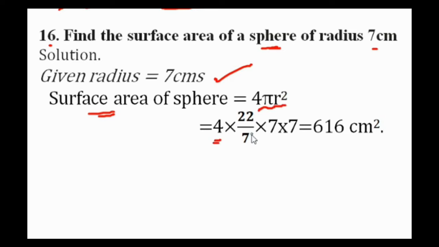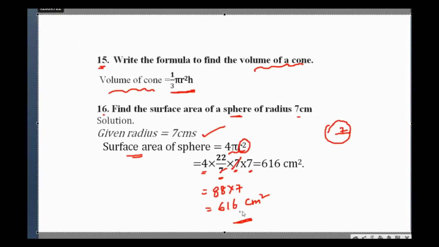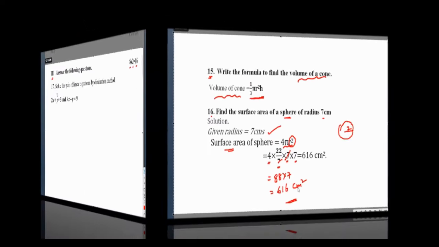So 4 into pi value is 22 by 7. You know the radius is 7, so we have to write two terms as there is r square. So 7 and 7 get cancelled. 2 into 4 is 8, 4 into 22 is 88. 88 into 7 is 616 centimeters square. So the surface area of a sphere is 616 centimeters square.